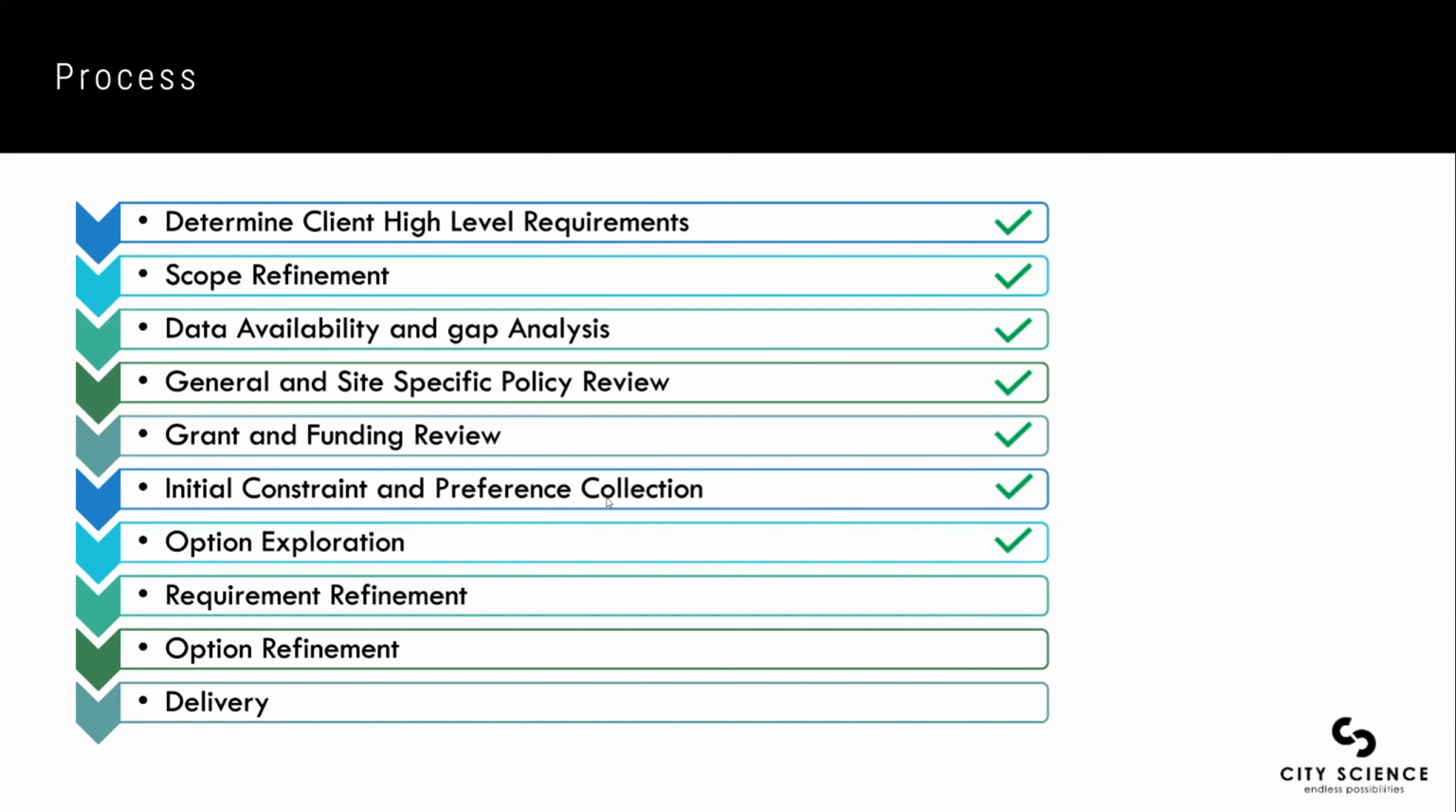Initial constraint and preference collection. This is the first start of interacting with the tool. Then a wide option exploration to allow them to see the type of options which are available to them. We've got to that stage so far. Once we've explored the total available options, we can then carry out requirement refinement based on their feedback. Then we can launch the tool into option refinement and finally delivery.